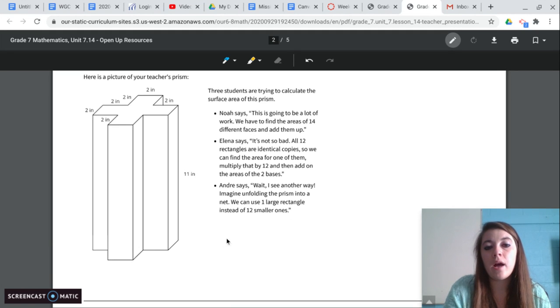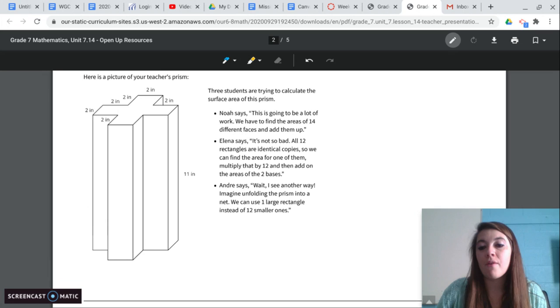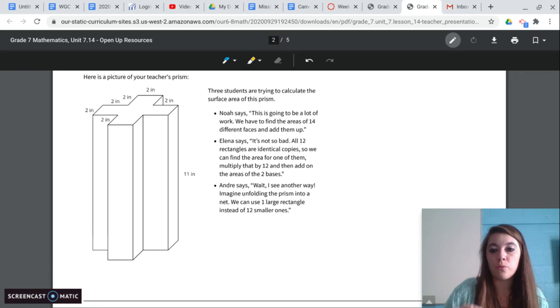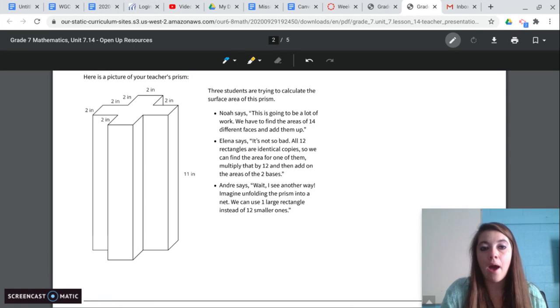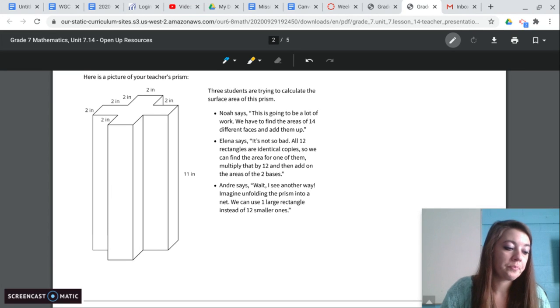Andre's, now what Andre is talking about here is unfolding this. So if we take this all apart and stretch it out so that we have one big rectangle and then 2 plus signs, it's going to be even easier because then we just multiply the dimensions of our rectangle and then find the area of the 2 bases. So a little easier. It's more complicated because you have to figure out how to spread that net out and make sure that you get it the right size, but it is possible.